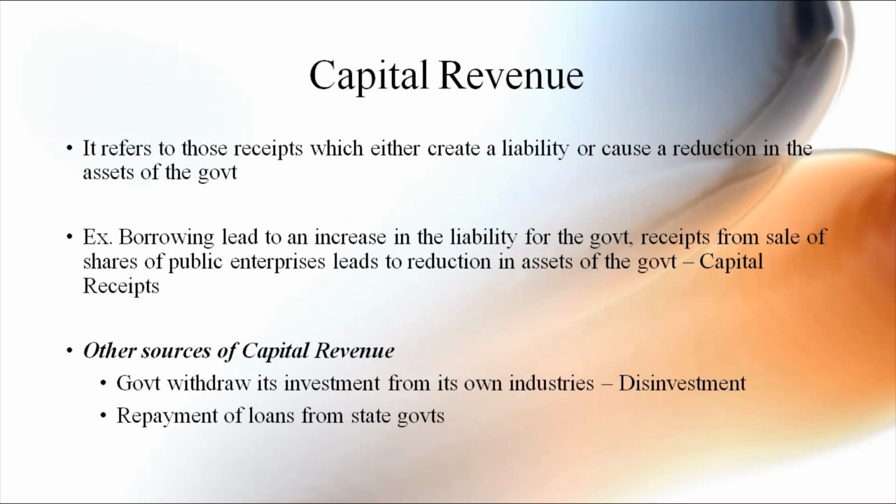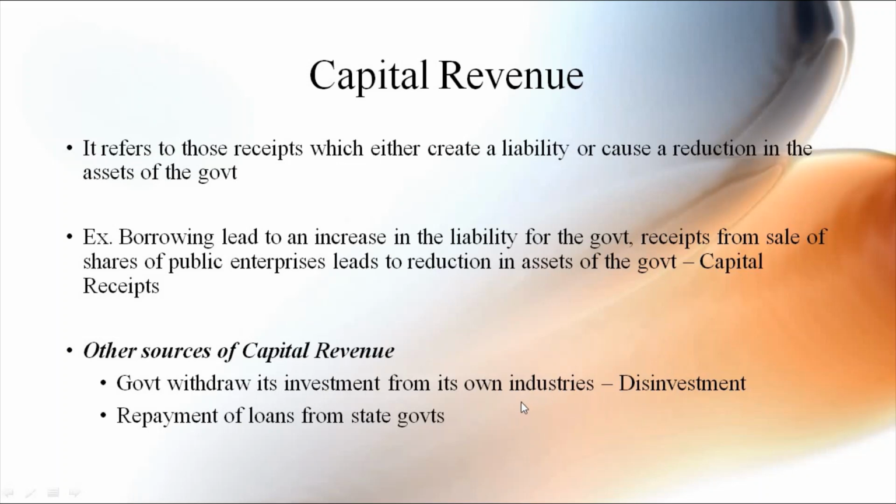And in capital revenue, there are other sources of capital revenue. Many times the government withdraws its investment from its own industry. Government industries are there, its shares will be there, and its investment in the public industries will be withdrawn. That is disinvestment. By that they will get money, and they can use that money.